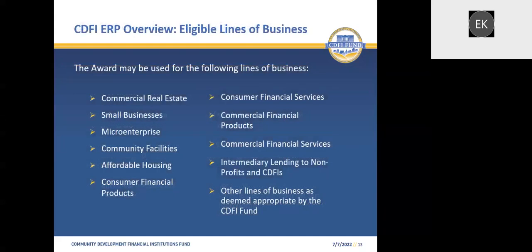Eligible lines of business. The award may be used for the following lines of business: commercial real estate, small businesses, micro-enterprise, community facilities, affordable housing, consumer financial products, consumer financial services, commercial financial products, commercial financial services, intermediary lending to nonprofits and CDFIs, and other lines of business as deemed appropriate by the CDFI Fund.